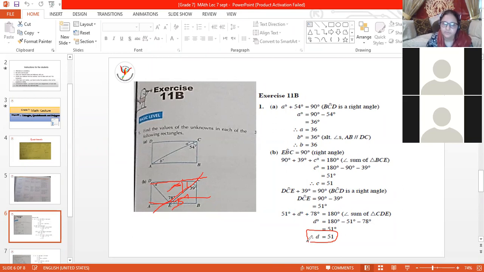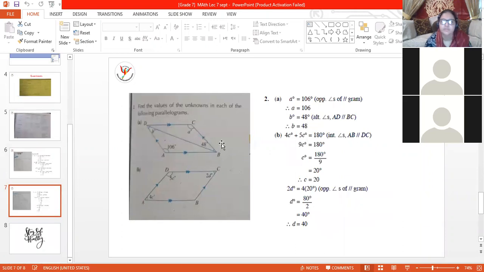Before starting question number 2, if you have any question related to question number 1, then please raise your hand. Okay, so let's start question number 2 of exercise 11B.